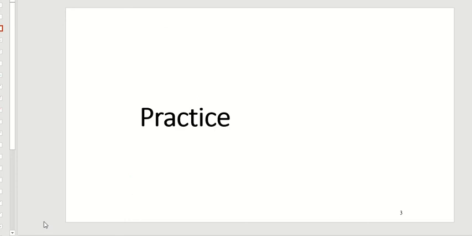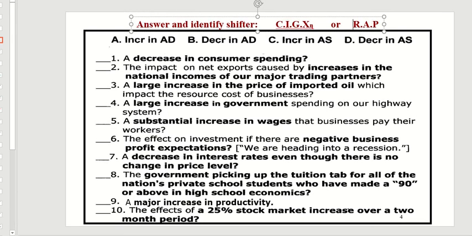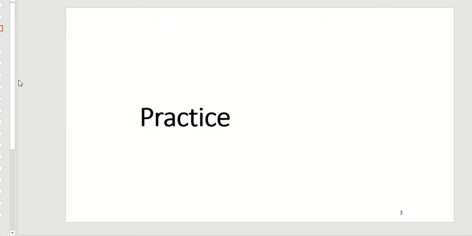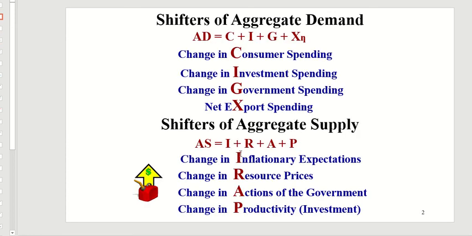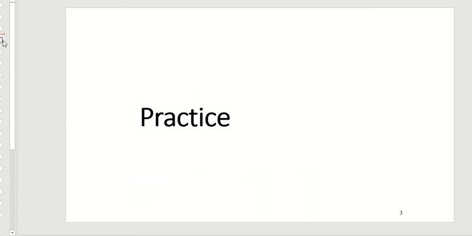So we're going to practice shifting aggregate demand or aggregate supply. This is going to be a little bit different because you're going to have to figure out... we're actually going to get rid of that one, and we're going to get rid of this one as well. We're not going to look at those. We're just going to look at the other one. Sorry about that.